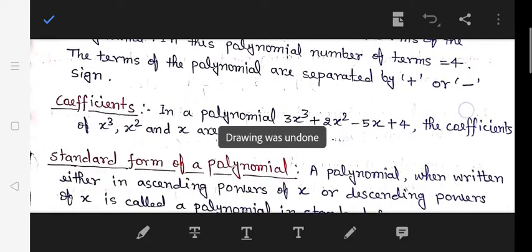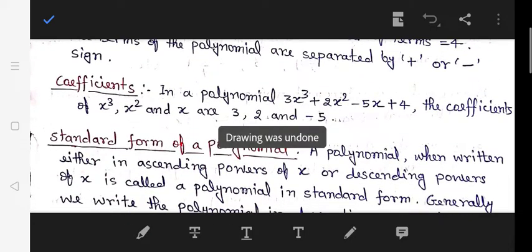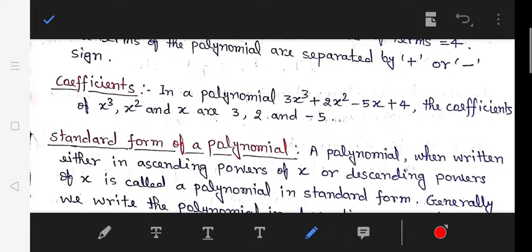Now I am going for the coefficients. In a polynomial, I have taken an example 3x cube plus 2x square minus 5x plus 4. The coefficient of x cube: here you are getting x cube in that example. What is the numerical value before x cube? That is 3. So 3 is the coefficient of x cube. Now again, given x square, before x square you are going to get the numerical value plus 2. So you can say that plus 2 is the coefficient of x square. What is the coefficient of x here? Its numerical value is minus 5 before the x. So the coefficient of x is minus 5.